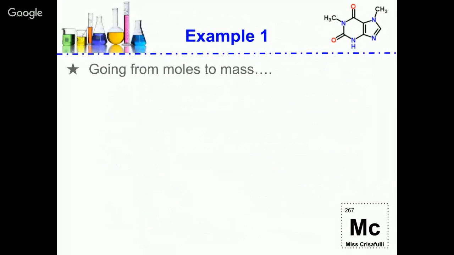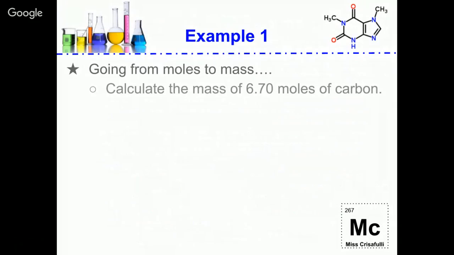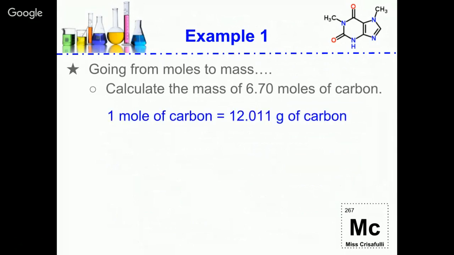You're going from moles to mass. The question reads, calculate the mass of 6.70 moles of carbon. You need to know that 1 mole of carbon is equal to 12.011 grams of carbon. Where did I get that 12.011 grams? That is the molar mass of the element carbon that is on the periodic table.